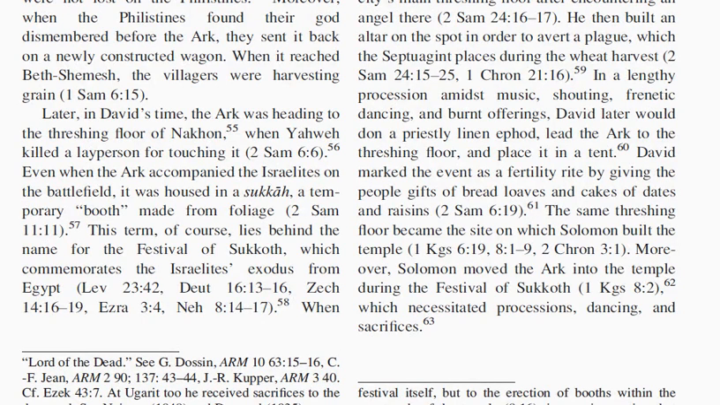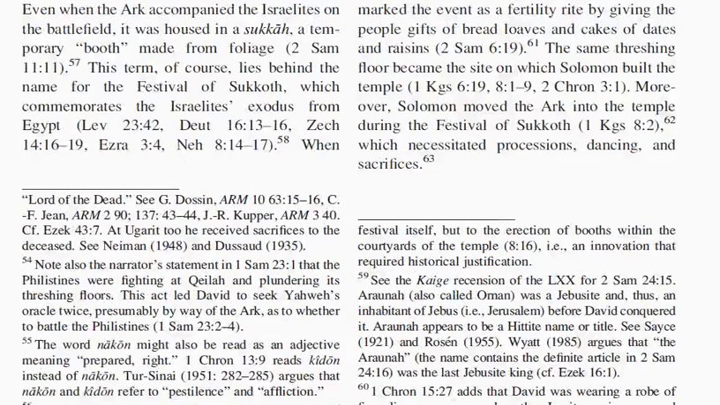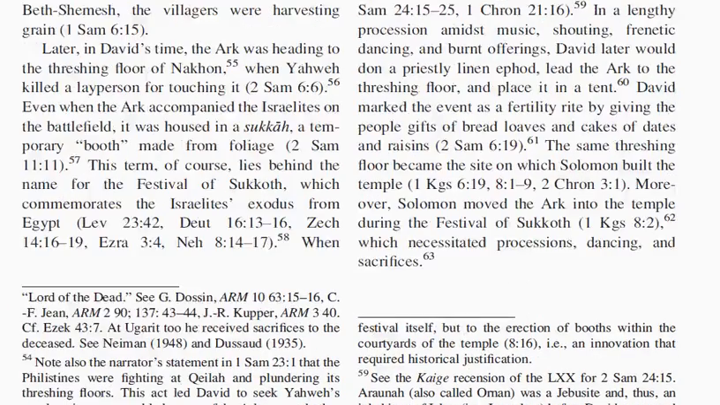In a lengthy procession amidst music, shouting, frenetic dancing, and burnt offerings, David later would don a priestly linen ephod, lead the ark to the threshing floor, and place it in a tent. Footnote: 1 Chronicles 15:27 adds that David was wearing a robe of fine linen, as were also the Levites, singers, and Kenaniah, the music master. The passage lists the instruments as including a shofar, trumpets, cymbals, loud harps, and lyres. End of footnote.